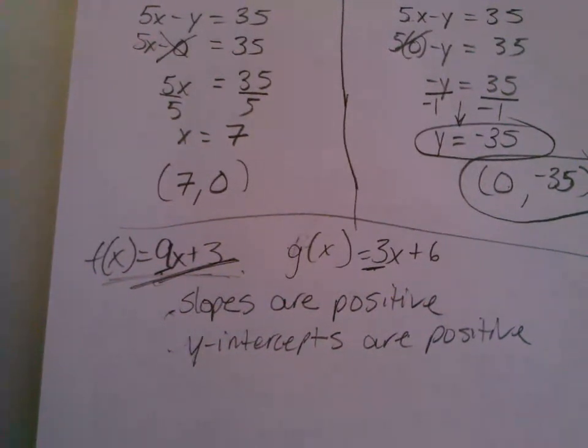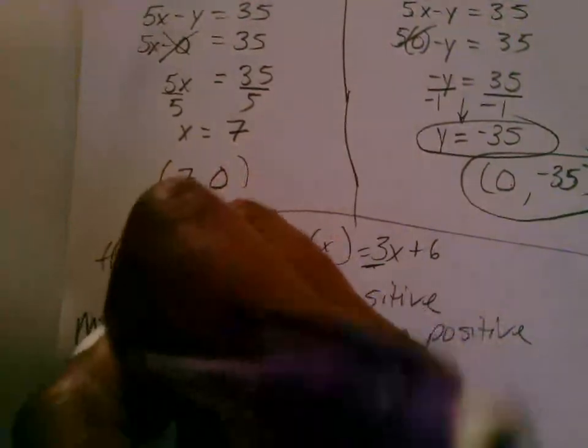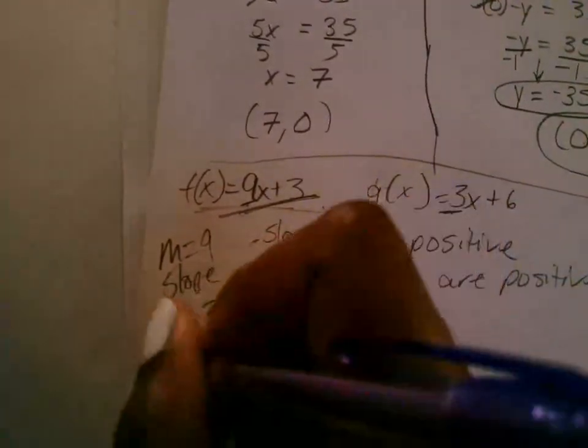What's the m and what's the b? M is 9. That's the slope. What's the b? B is 3. That's the y-intercept.